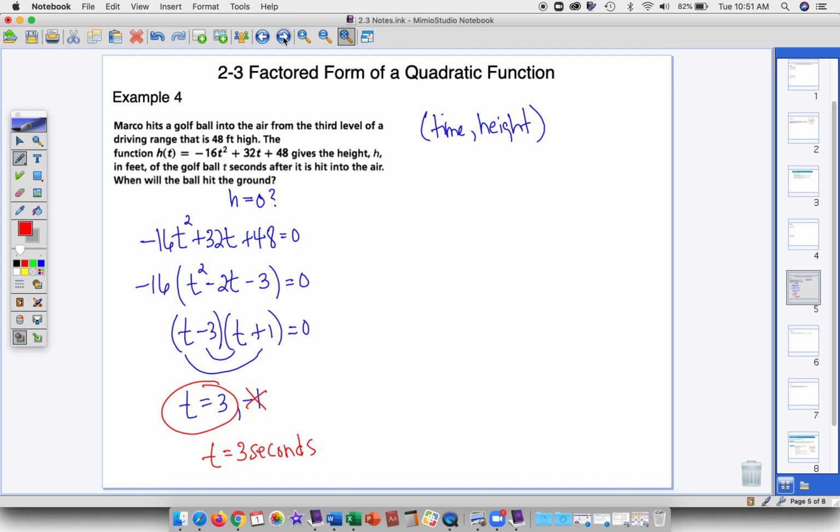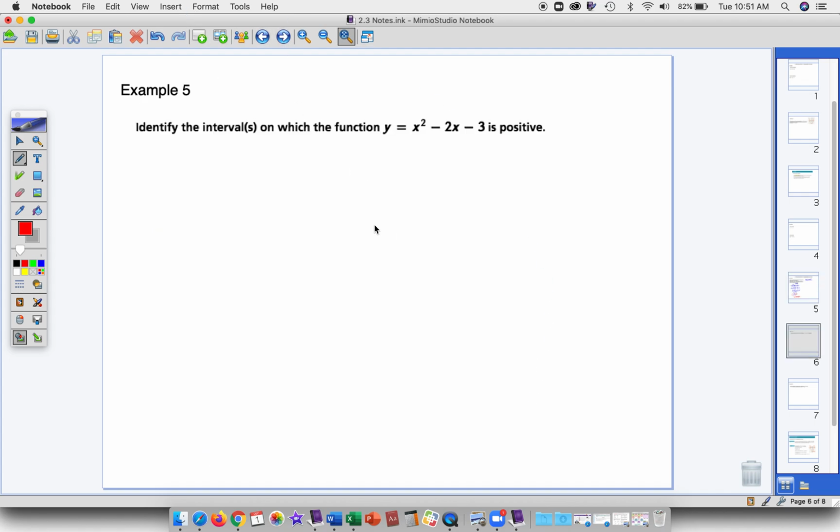Okay, let's move on to example 5. In example 5, we're asked to identify the intervals on which this function is positive. Do you remember our positive and negative intervals? This goes way back to the very beginning in topic 1, when we talked about where is the graph positive, where is it negative. So remember, these are described by x values.